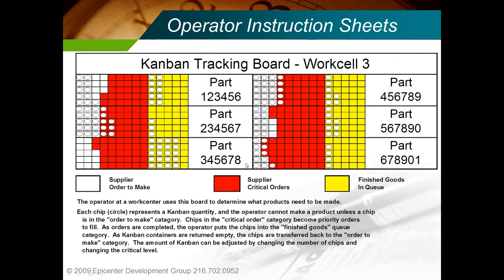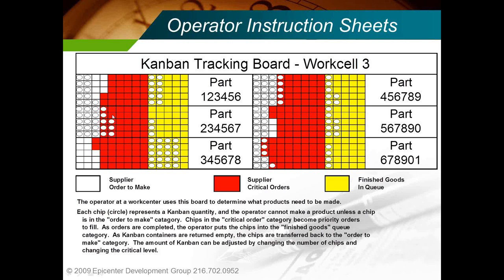This is an example of a simple Kanban tracking board. This is something that's actually used out in a plant, and they have these little magnetic tokens, and they have these zones. There's a yellow zone, there's a red zone, and there's a white zone. And the finished materials are here in the yellow zone. And as people come by and take finished materials, they move these tokens to the white zone. Well, at some point, they run out of white spaces, and they start getting into the red zone.